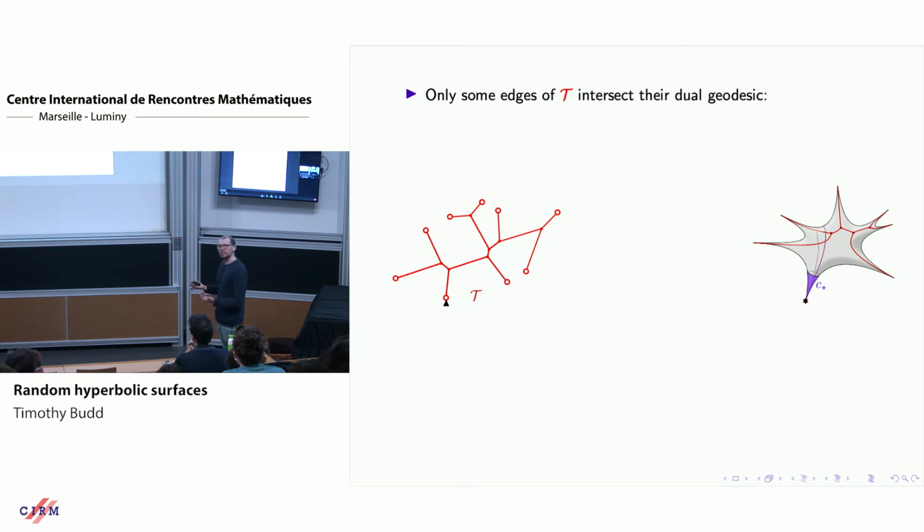And actually there's a really natural way of doing this on the level of the hyperbolic surface. So remember that for every edge in the tree, one could find a dual geodesic starting and ending at the origin. And sometimes this geodesic crosses the edge in the tree, but sometimes it does not.